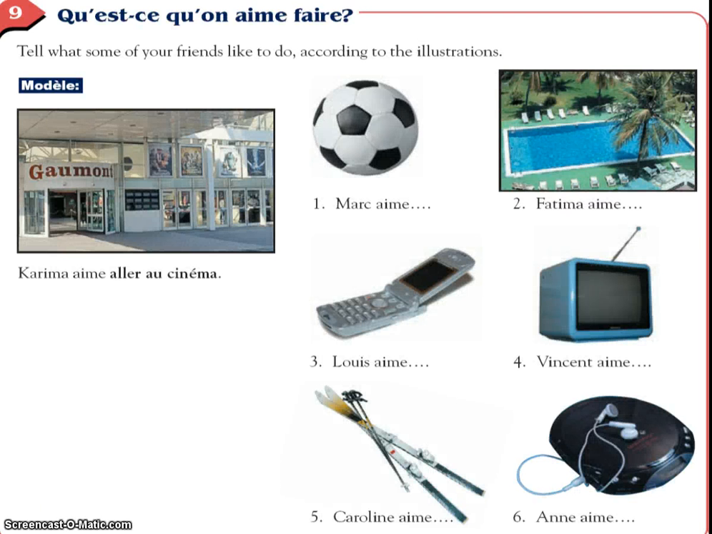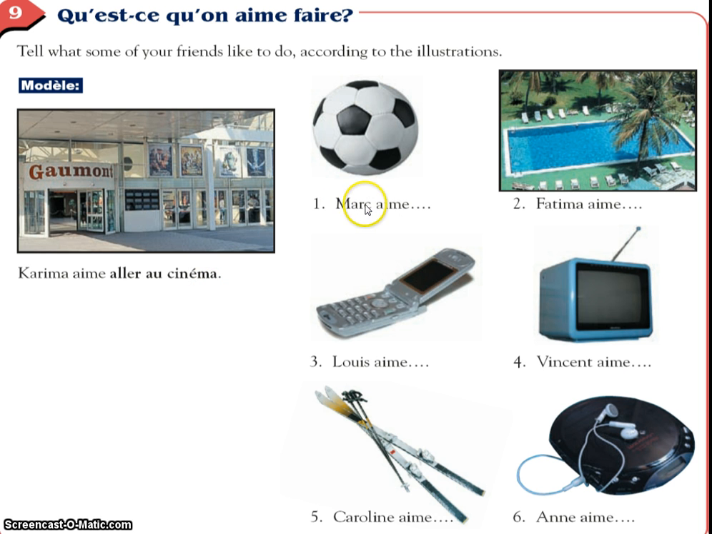Your homework will be to do activity 9 from your textbook. It says tell what some of your friends like to do according to the illustration. For example, here you have a picture. Say Karima aime aller au cinéma. So she likes to go to the movies, and then you have the movie there.